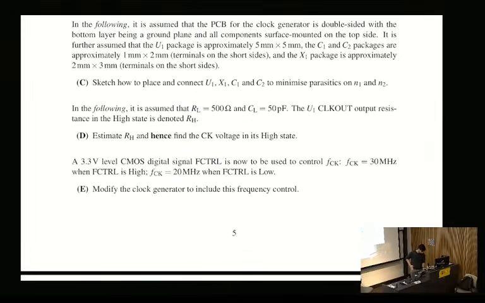A 3.3 level CMOS digital signal, F control, is now to be used to control the clock signal, where the clock signal is 30 megahertz when the control signal is high. The clock frequency is 20 megahertz when F control is low. Modify the clock generator to include this frequency control. So before asking if there's any ideas, yeah.